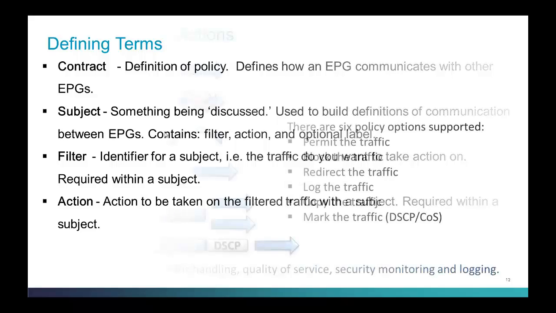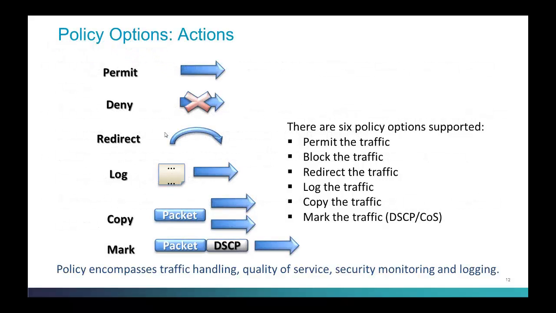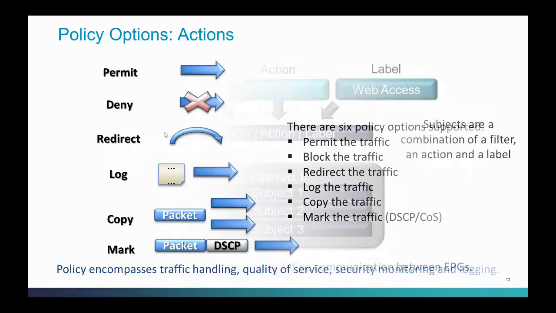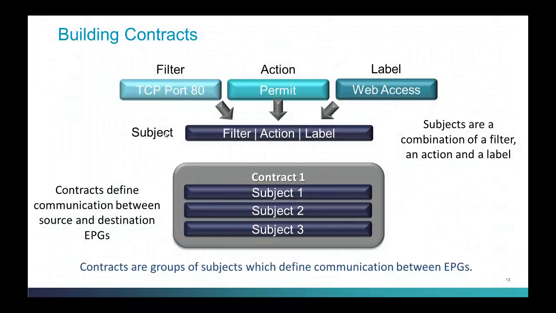So the next slide talks about the actions you can perform. You can permit, deny, redirect, log, copy, and mark. Stuff we're kind of used to, hey? This slide is pretty much once again reiterating the fact that a contract contains multiple subjects, multiple lines, for example, in the access list. And this top bit is within the subject, you have the filter, what do you want to classify, the action, what do you want to do with it, and just a naming label there.